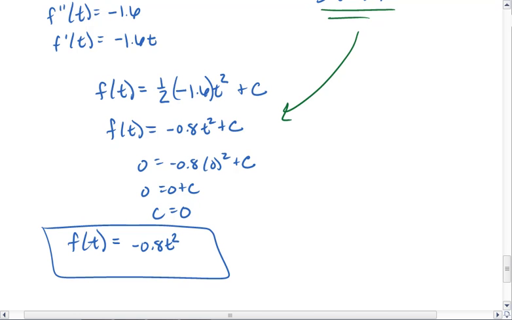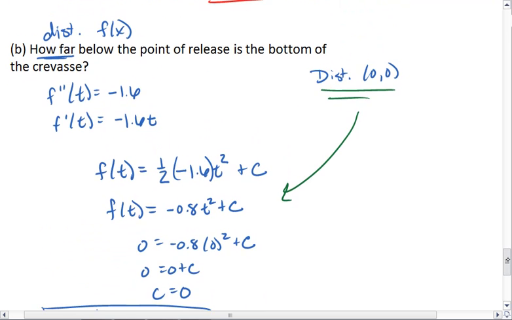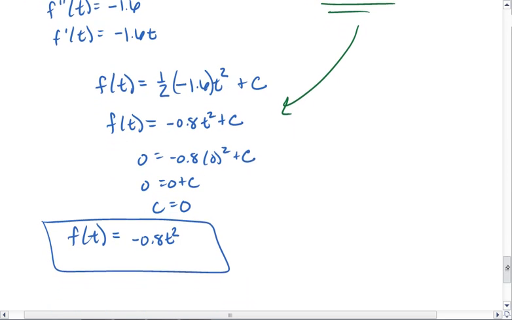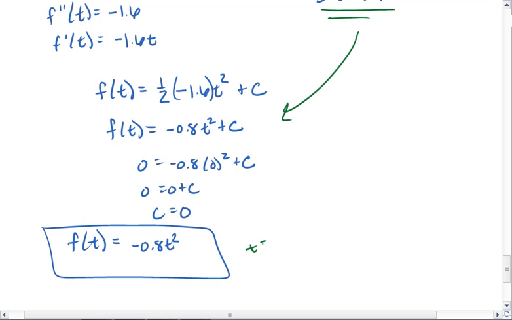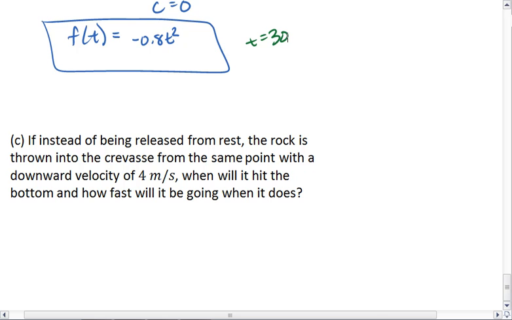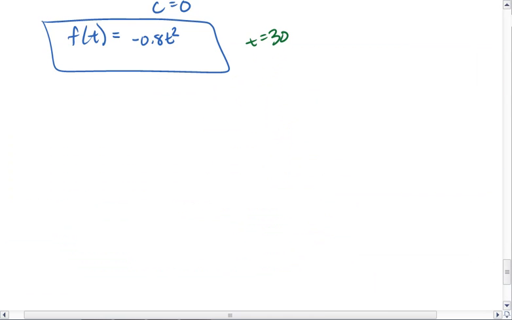We're not done yet because our question wanted to know how far below the point of release is the bottom of the crevasse. This means what is the distance when t equals 30? Using our new function f of t, we plug in 30 for t. It is negative 0.8 times 30 squared. Through calculator magic, we find negative 720 meters. This means we're 720 meters below where we dropped it.